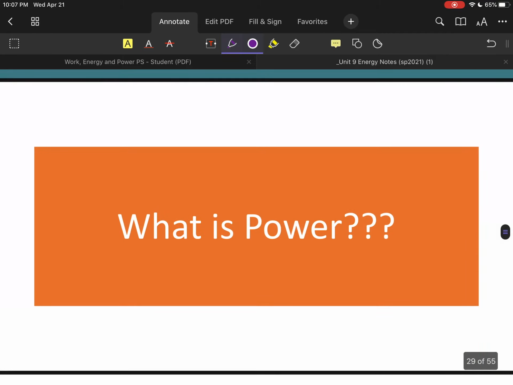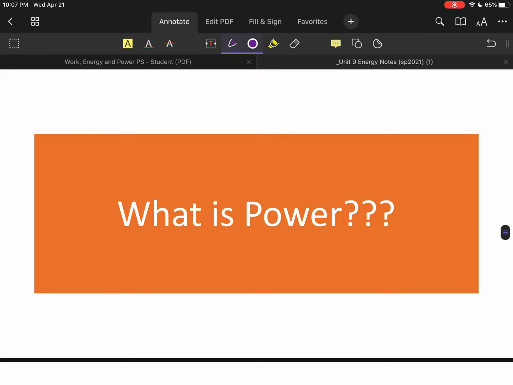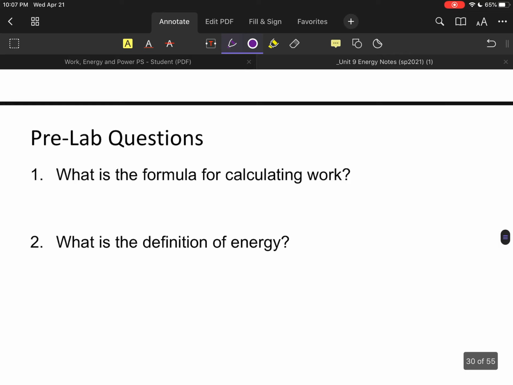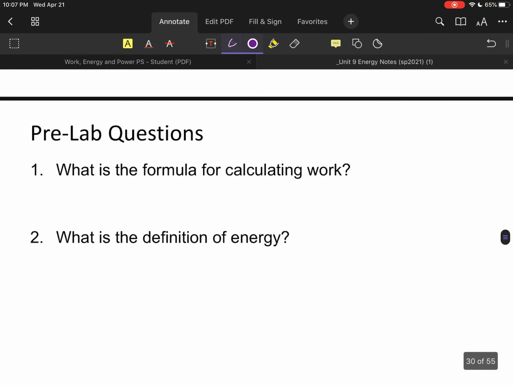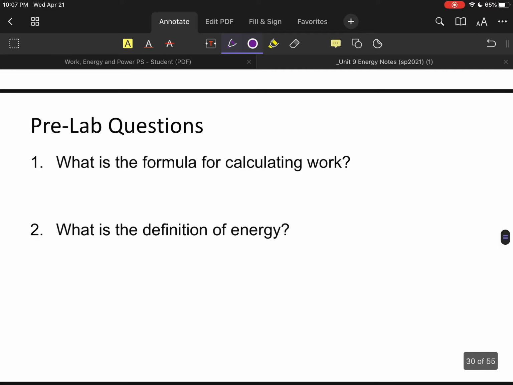We're going to talk about power. In our lab, we're going to have some people doing some type of work, and we're trying to measure the power with which they're able to do this work. So we have to answer the question: what is power?